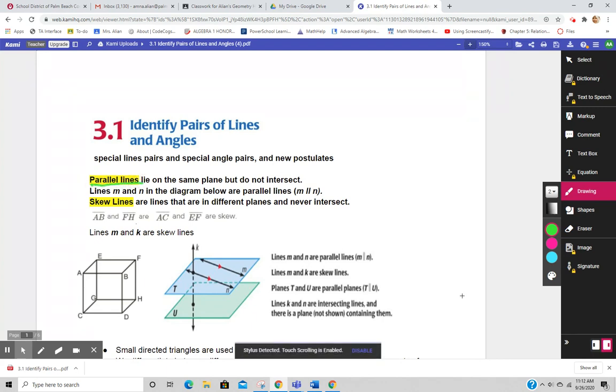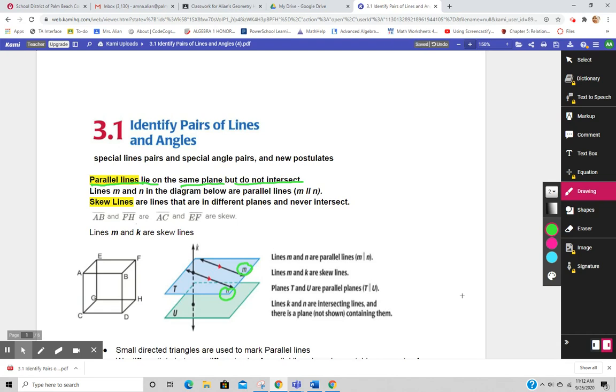Parallel lines are lines that lie on the same plane. They lie on the same plane, but do not intersect. They must meet these two conditions to state they are parallel. Okay, let me show you an example. Look at this diagram here. Line M and line N are said to be parallel. They are marked as parallel.